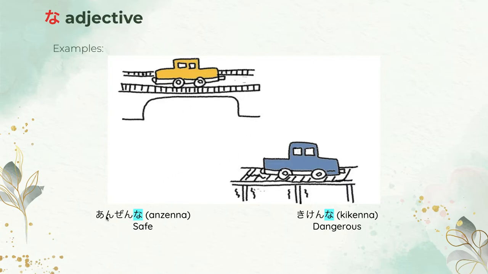So let's try to combine 安全な and 危険な with bridge. Bridge in Japanese is 橋. If I want to say safe bridge, it would be 安全な橋. If I wanted to say dangerous bridge, it will be 危険な橋.